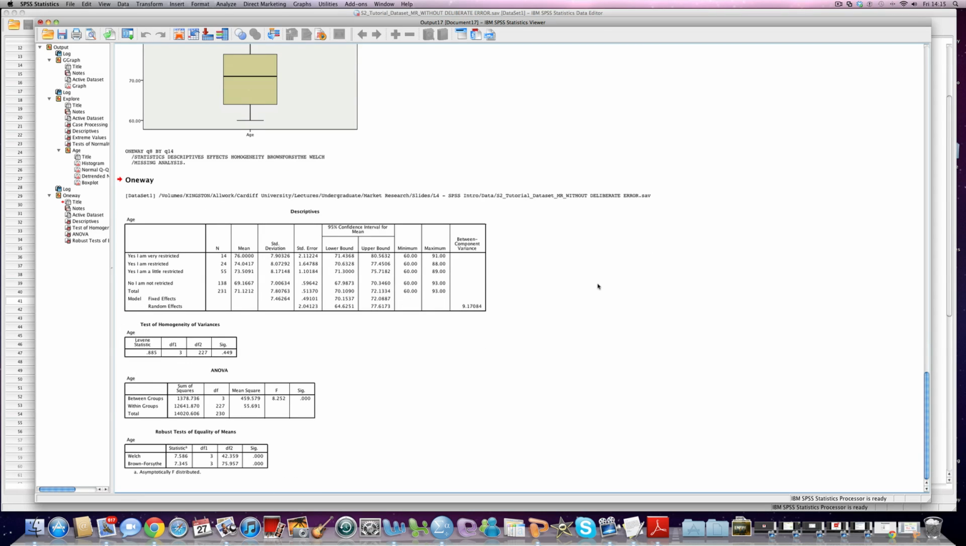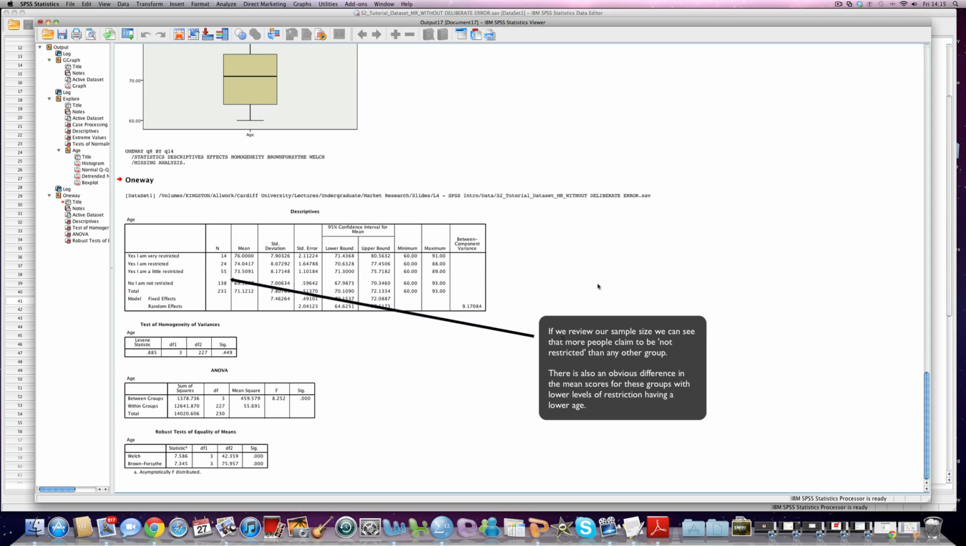Okay, so we've got some descriptive statistics for our variable. Interestingly, we can look at the N score, which is 231. 14 people said they were very restricted, 24 said they were restricted, 55 a little restricted, and a whopping 138 said not restricted at all.